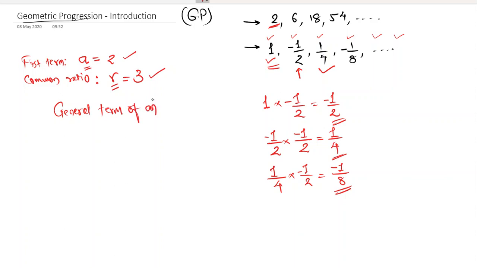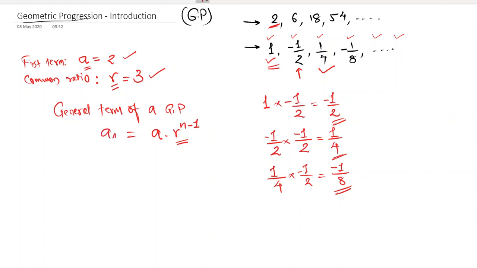General term of an AP is a plus n minus 1 d. But general term of a GP is a into r raised to n minus 1. Little different from your formula of general term of AP. a is your first term, r is your common ratio, n is your number of term.